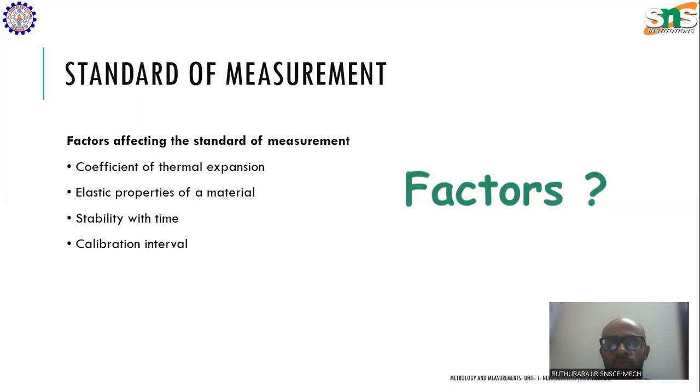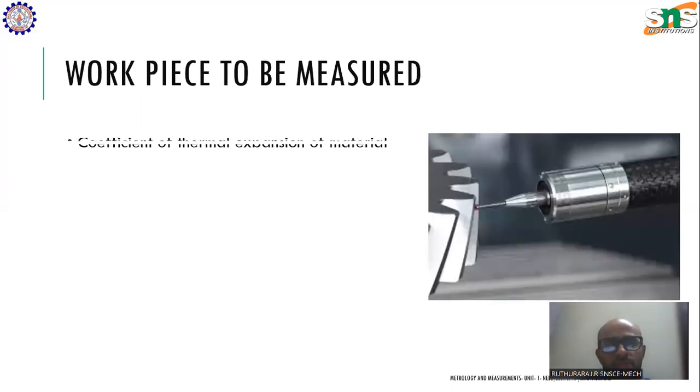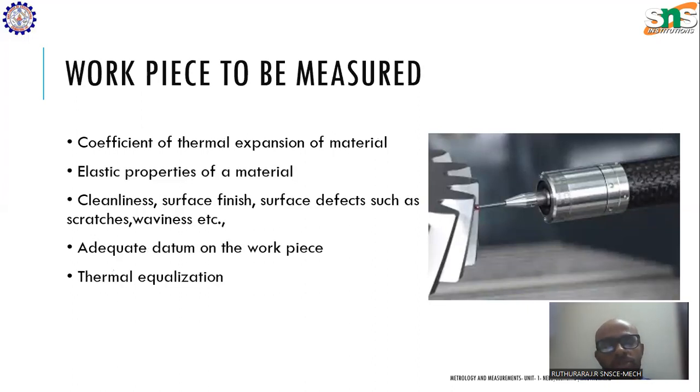Then the calibration interval. To recap, calibration is comparing with a standard instrument to determine the accuracy of the measuring instrument. If it is calibrated recently, you can be assured that it will be more precise and accurate. Depending upon the workpiece, the same properties apply: coefficient of thermal expansion and elastic property. Here also cleanliness, surface finish, surface defects, etc. You have to clean the workpiece properly before measuring to get proper readings. And an adequate datum of the workpiece: if you have previously available data, it will be easy to compare in order to check the accuracy and precision of the measuring instrument.